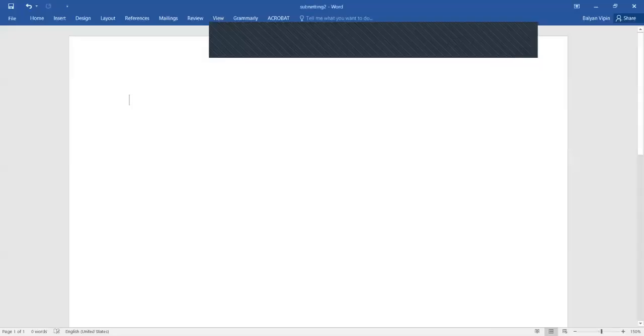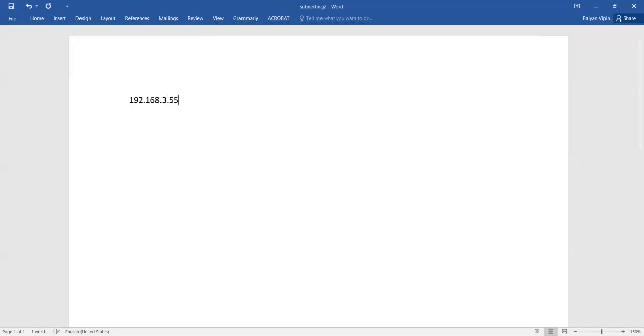Now let's take another example. Suppose we have an IP address like 192.168.3.55 and something like 24 is written next to it. The 24 here means your subnet bits. So subnet bits are 24, meaning 24 bits are used for subnetting.